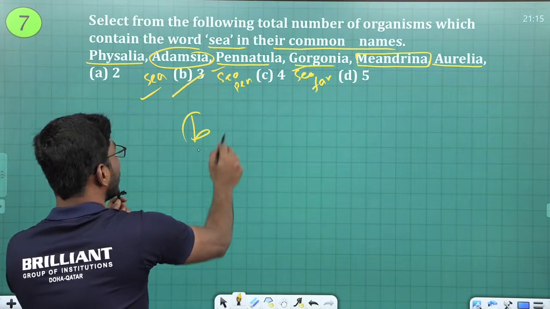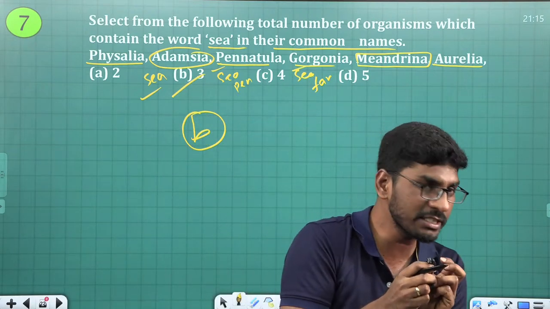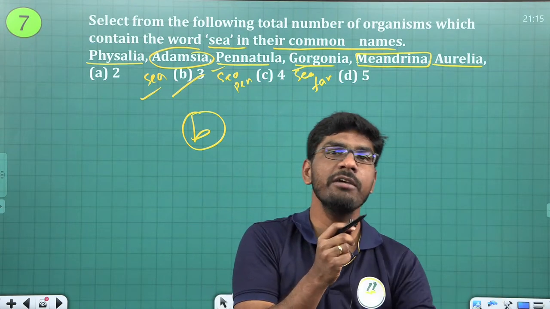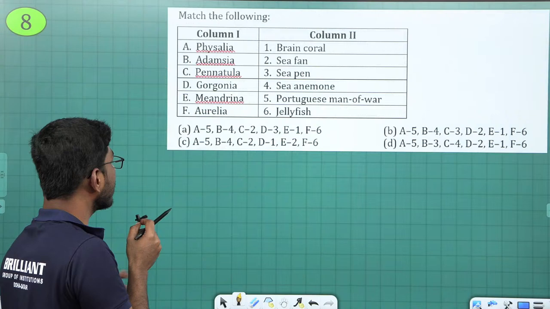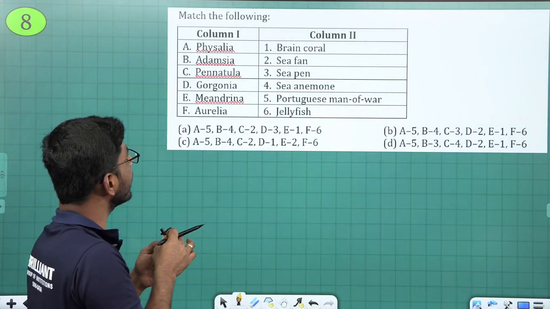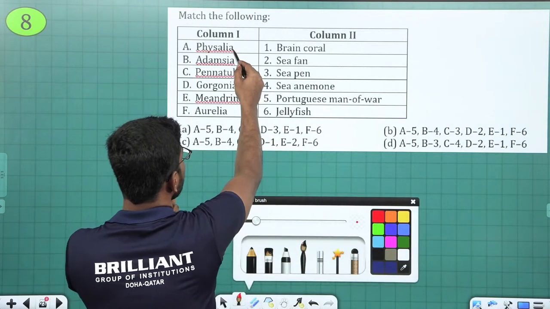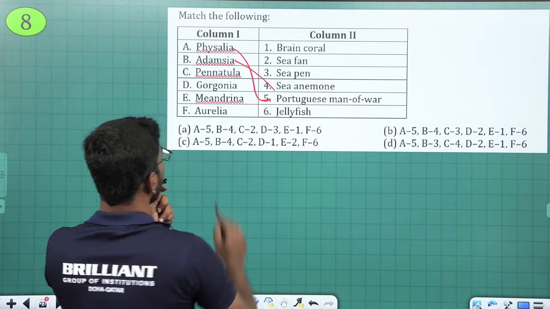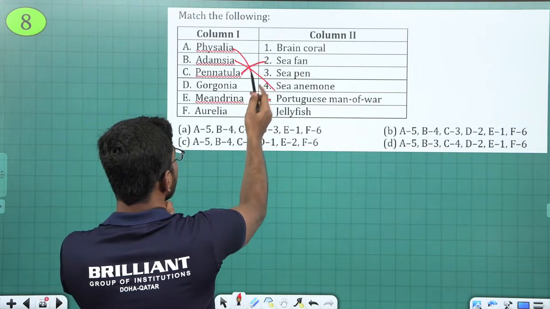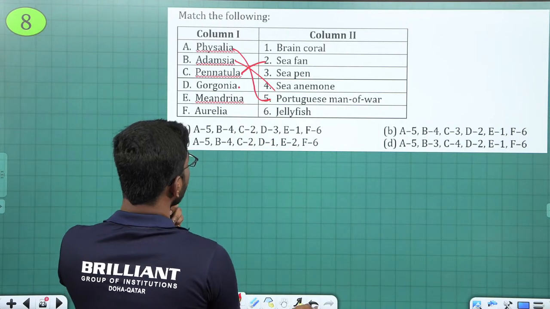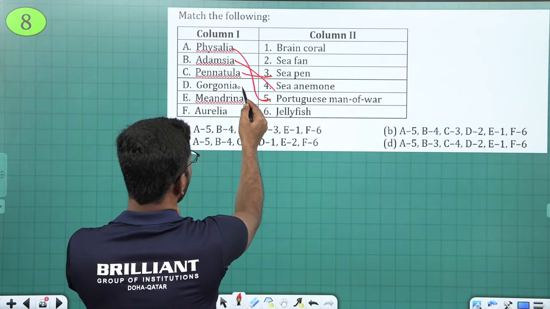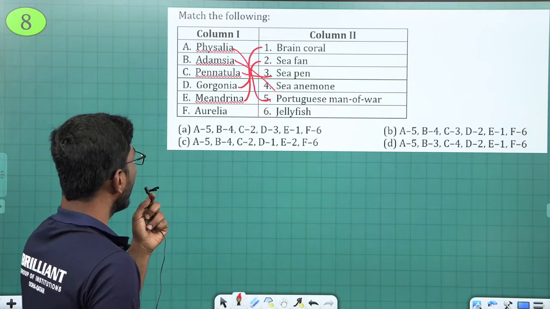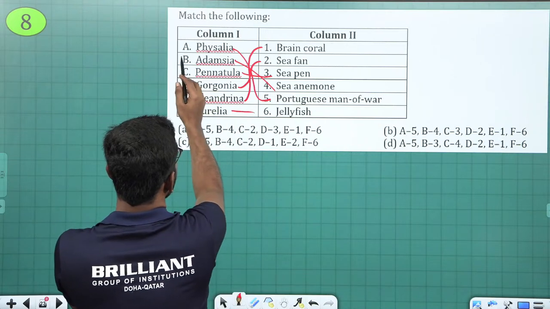So the answer is option B. Am I correct? I marked three places. Adamsia, sea anemone. Pennatula, sea pen. Gorgonia, sea fan. Got my point? Next, these are all Coelenterates. Now look here. Physalia, called Portuguese man of war. Adamsia, I'm writing sea anemone. Pennatula, sea pen. Gorgonia, sea fan. Meandrina, brain coral. What is my point? Aurelia, jellyfish. Right? Let me write here.